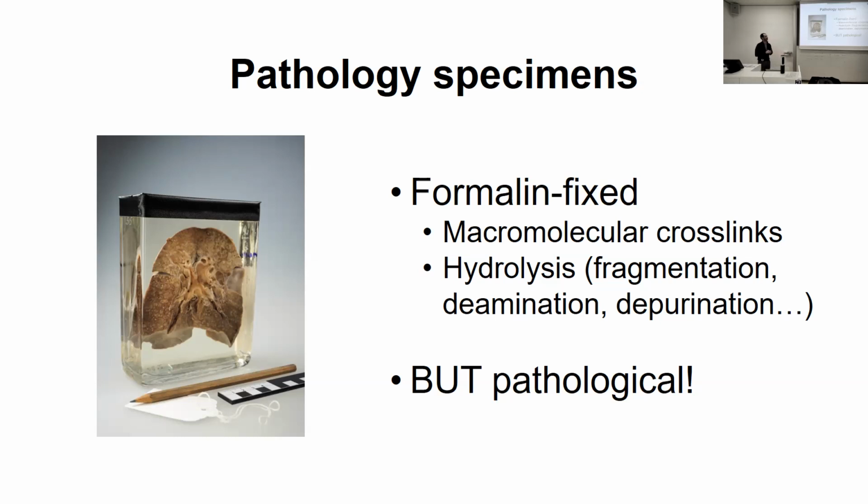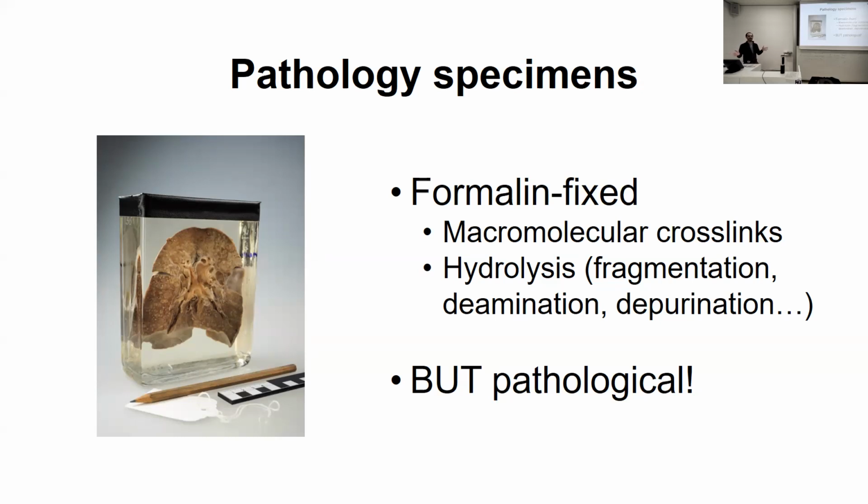They are formalin fixed, so that means that there will be macromolecular crosslinks, which prevent many of our molecular biology reactions. And they also do not only contain formalin. Sometimes acids are added to the mix, and formalin anyway is acidic. So there is the potential for much hydrolysis, and so fragmentation, deamination, depurination, everything usual with ancient stuff. But in comparison with classical ancient material, they're pathological.